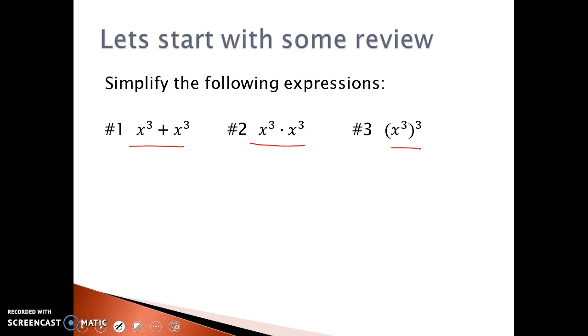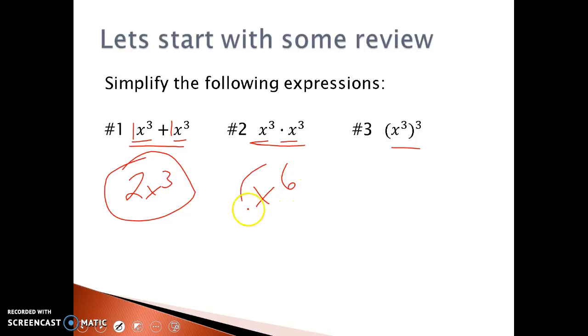Hopefully this is what you have done. If I have 1x to the third plus 1x to the third, that's 2x to the thirds. So when I add like bases, I can only add them if they're identical to each other. Now I can multiply x to the third times x to the third, but when I do that, I add the exponents, because that means this is x times x times x times another x times x times x. This is x to the sixth, because when I multiply like bases, I add the exponents.